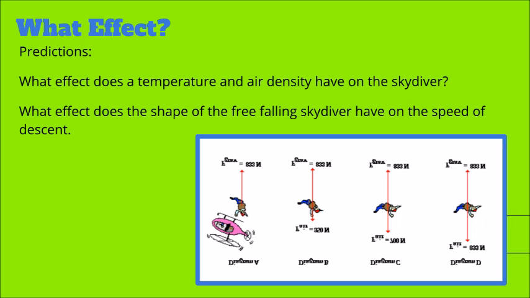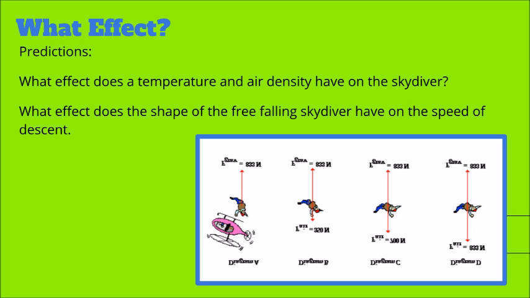What effect does the temperature and air density have on the skydiver? Air density and temperature do not play a role in the magnitude of the terminal velocity. However, a skydiver can reach terminal velocity faster or slower depending on the air density due to temperature, humidity, and altitude. What effect does the shape of a free-falling skydiver have on the speed of the descent?